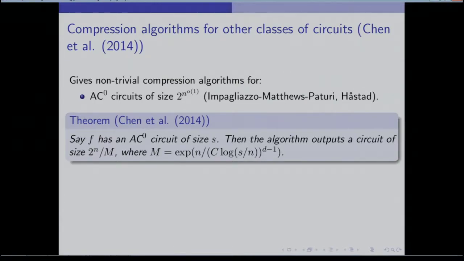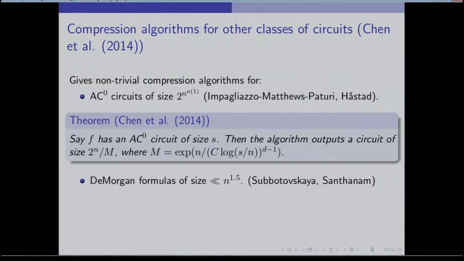So it also results for many other circuit classes. So for example, you can talk about De Morgan formulas. So now these are circuits that are not bounded in depth, but they're kind of tree-like. The underlying graph is tree-like. And you're made up of AND, OR, and NOT gates. So for De Morgan formulas of size much smaller than n to the 1.5, you can actually show that these can also be converted to DNFs of small size.